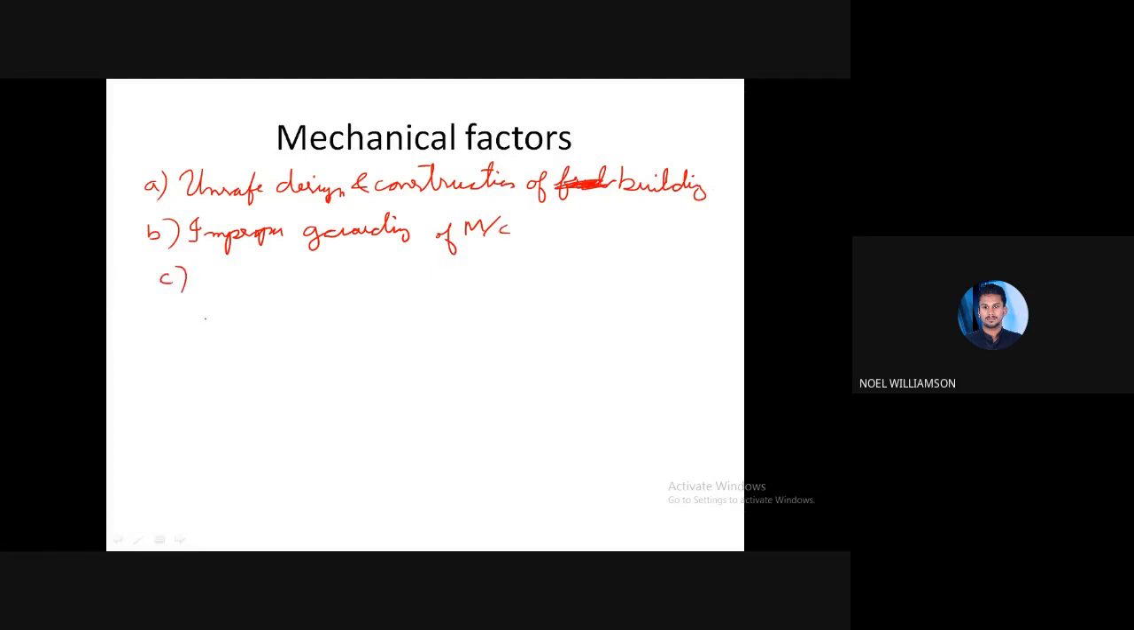Next is unsafe process used in the machines. There are various processes that can be done using any machine related to the sector. If the process is designed in a manner that is unsafe to the worker, then it may create accidents, or there will be a huge probability of such accidents occurring. So this is the third point, unsafe processes.